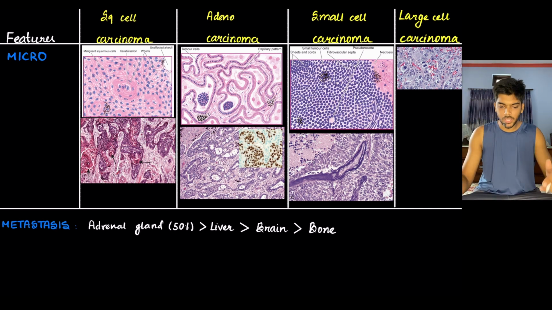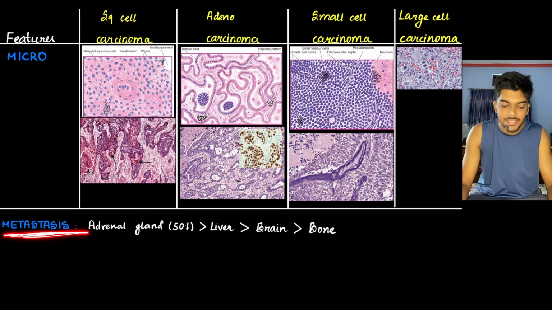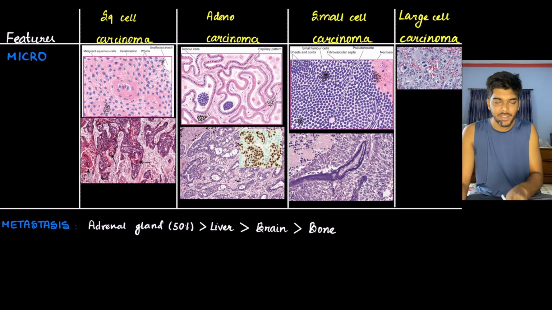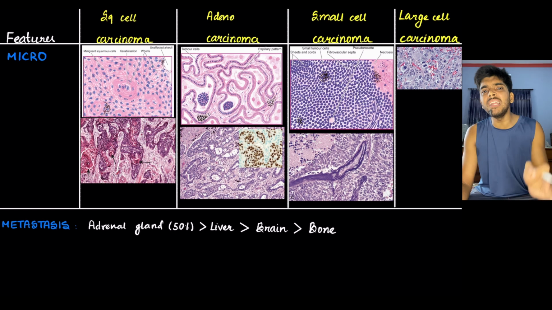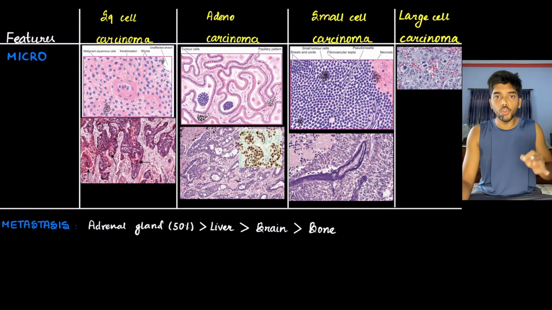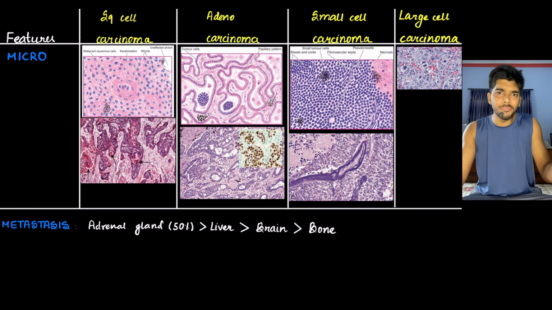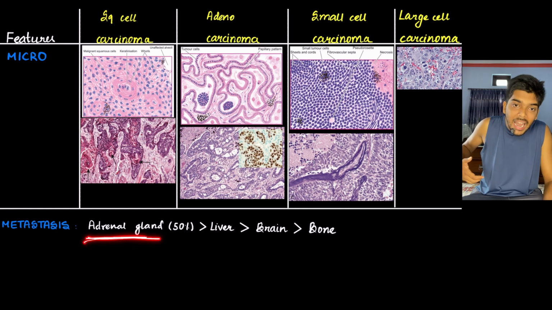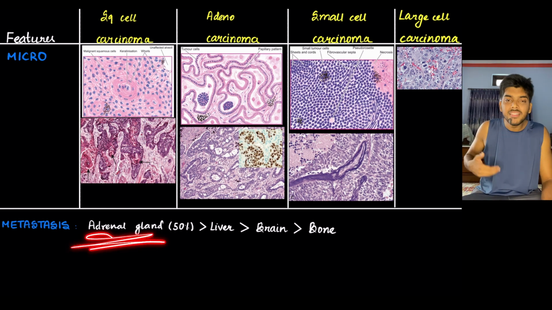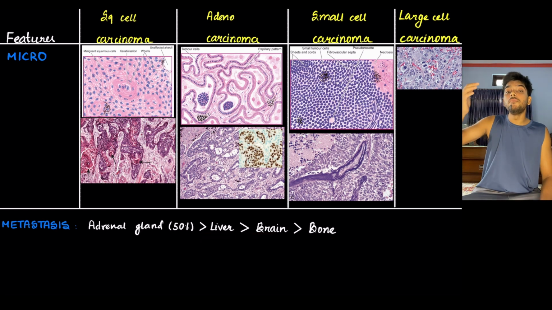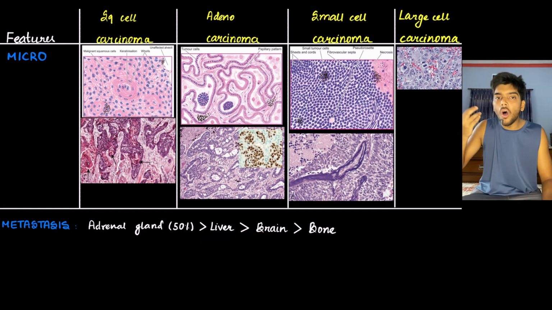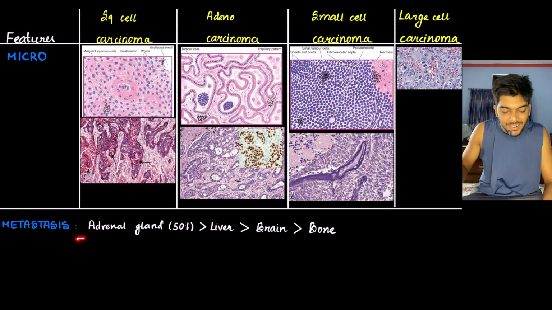Okay. Finally, metastasis. In Robbins, it has been written that in almost 50% of the cases, lung tumor metastasizes for some reason to the adrenal gland. Then following that is liver, brain, bone. But in 50% of the cases, lung tumor metastasizes to the adrenal gland.